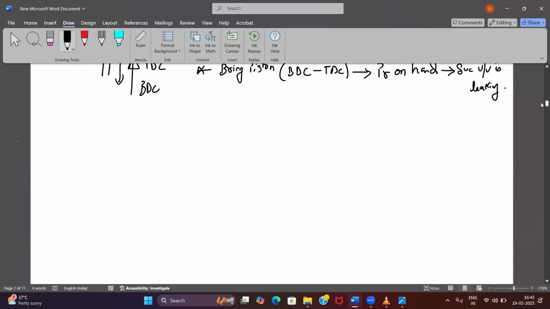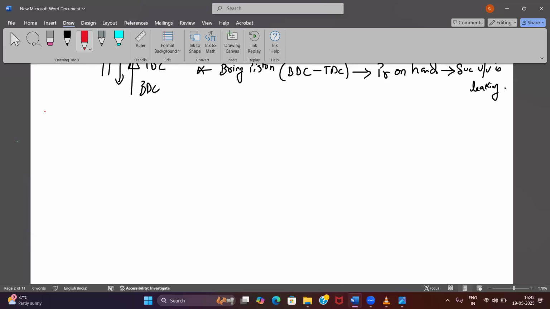I will take valves and I will take unloader tomorrow. Okay, both things are very important. Unloader and valves, I will take tomorrow. Right now I will discuss something. Any other question before I move forward?